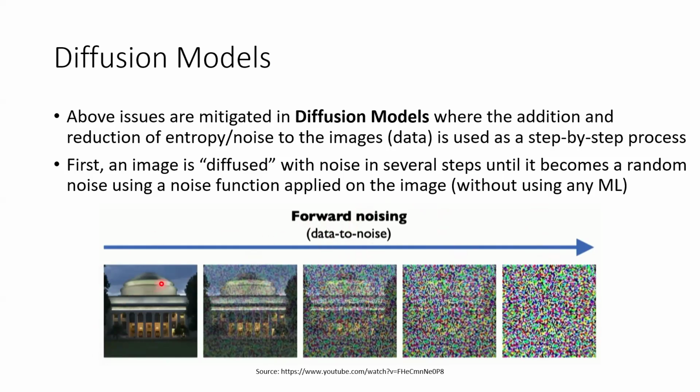So you can apply this noising function, which is not relevant to machine learning or deep learning. This is just a function that can add noise into the images. You can apply it in this step, you can move to this step, and once you apply this function to this step, you will go to this step, and this step, until all the information in the original image got lost.